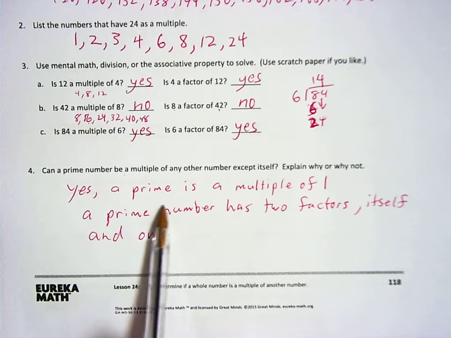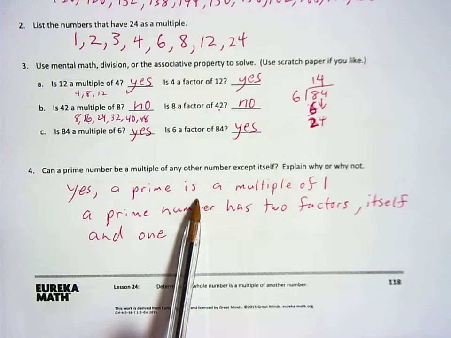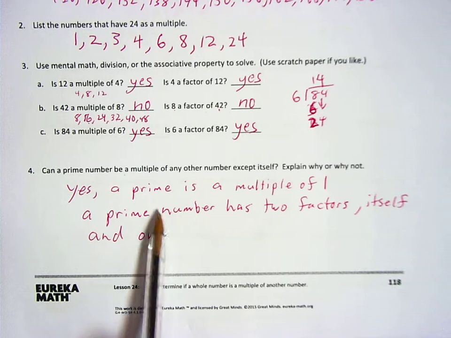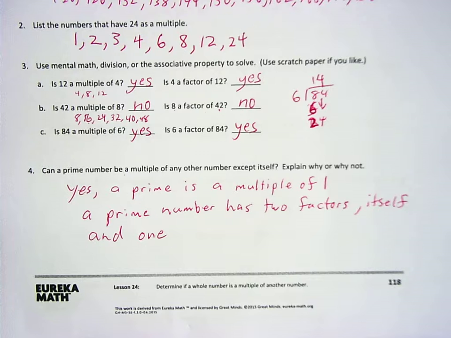Well, yes, it can, because prime numbers are 1 times itself, and therefore it is a multiple of 1. All prime numbers have 1 as a multiple.